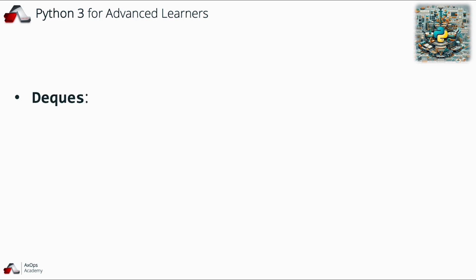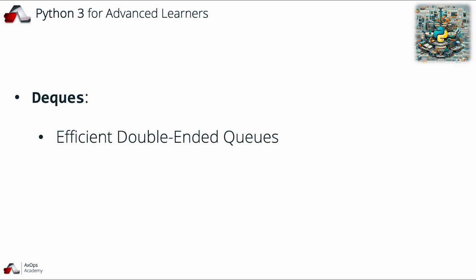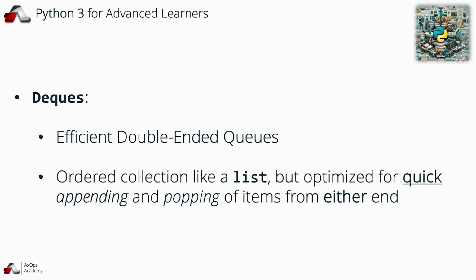Let's now move on to the double-ended queue, pronounced deck. It's an ordered collection similar to a list, but optimized for quick appending and popping of items from either end. This is particularly beneficial in scenarios like log processing, where new log entries are continuously added and older ones are processed and removed. Now, unlike lists that have order n performance for inserting and popping items to and from the first index, deques, or double-ended queues, maintain an order 1 performance for these same operations.